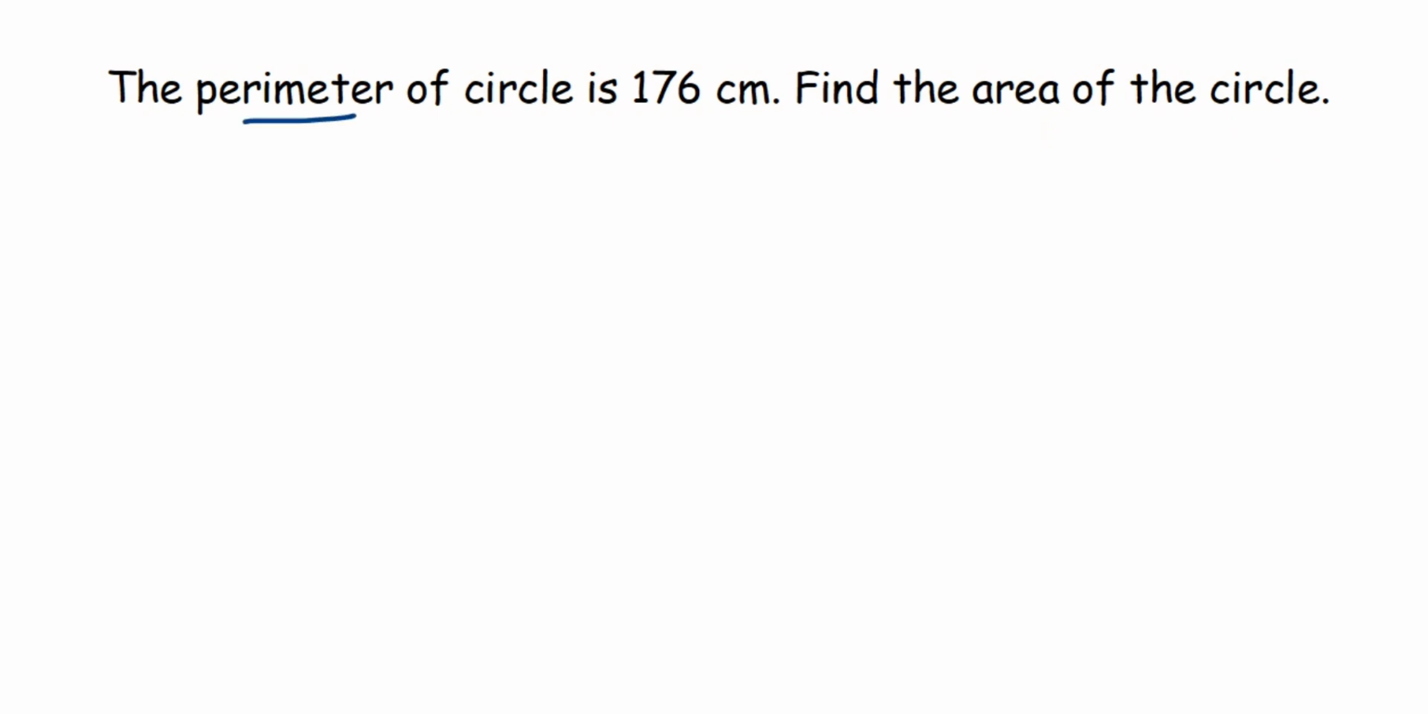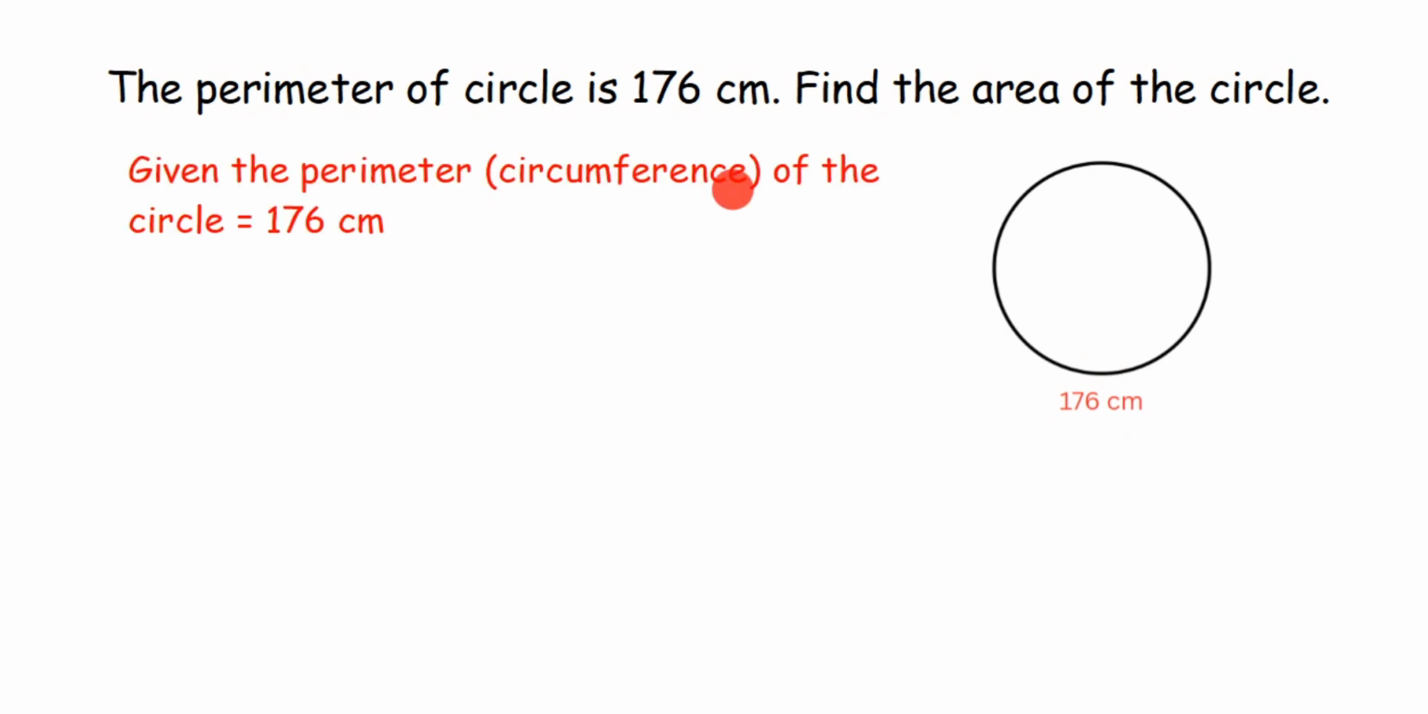Now what is perimeter? Perimeter means the boundary of the circle, or we can also call it as circumference of circles, and that is given as 176 centimeter. That is, length of this boundary is 176 centimeter. In mathematics, for circle, instead of saying perimeter, we'll say it as circumference. So circumference of circle is 176 centimeter.